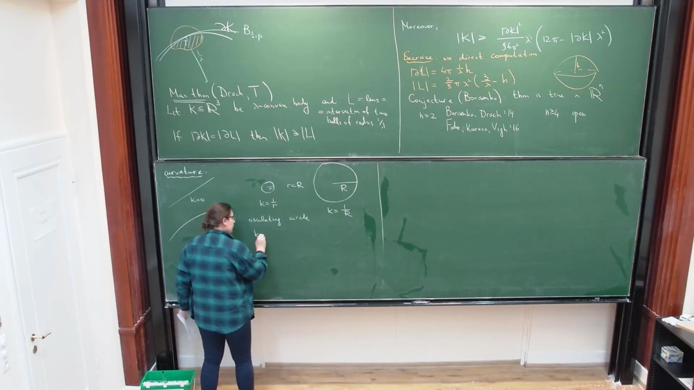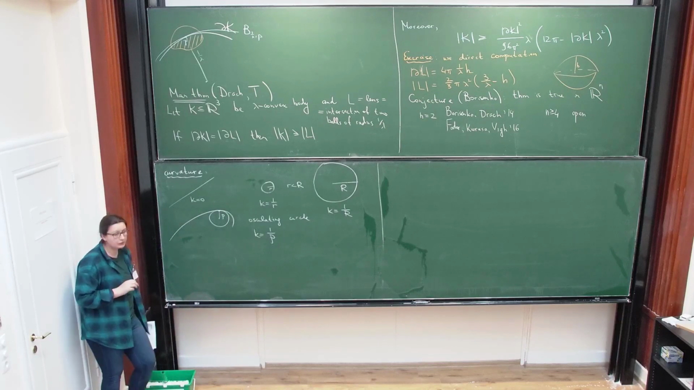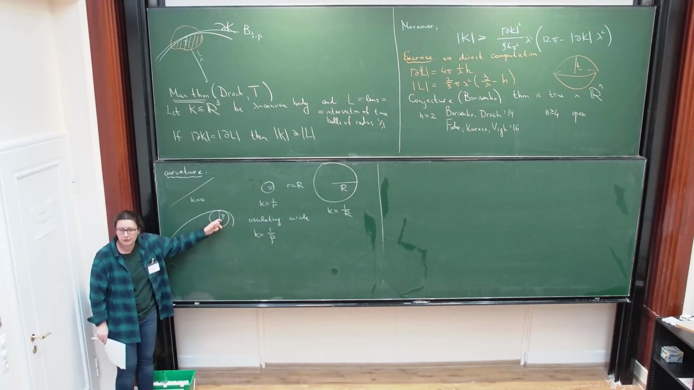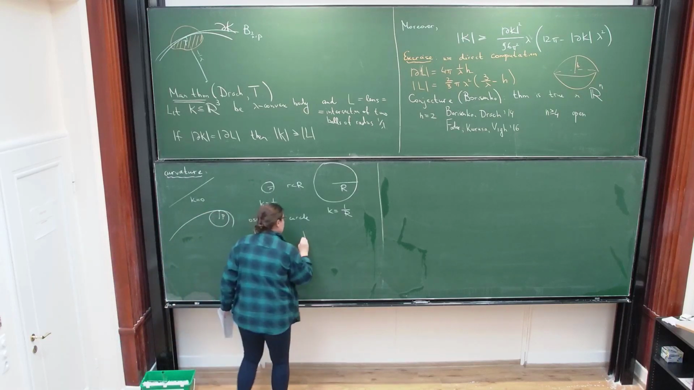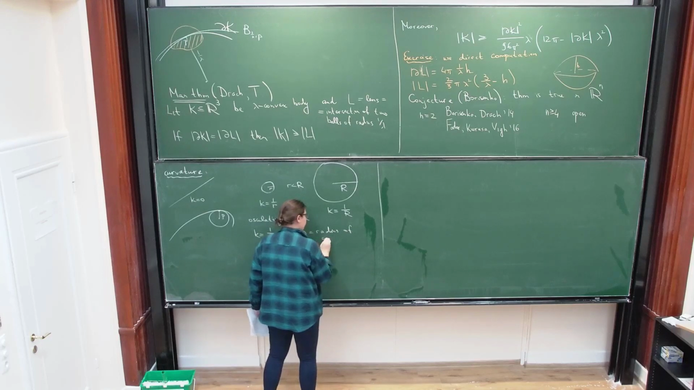So then one can introduce the curvature as the reciprocal of the radius of this osculating circle, which is also called the radius of curvature. So here, rho is the radius of curvature.